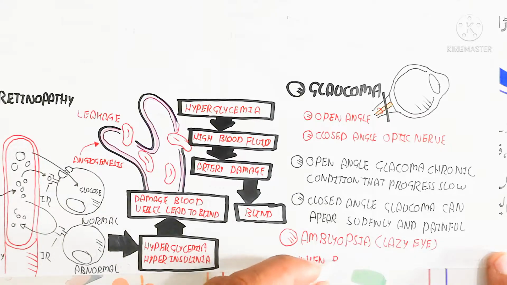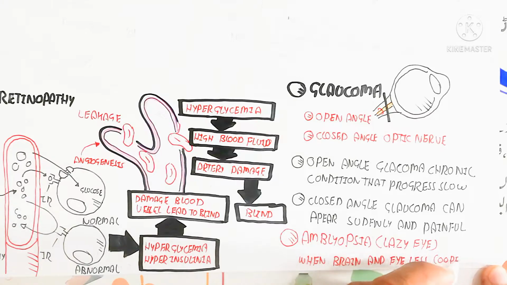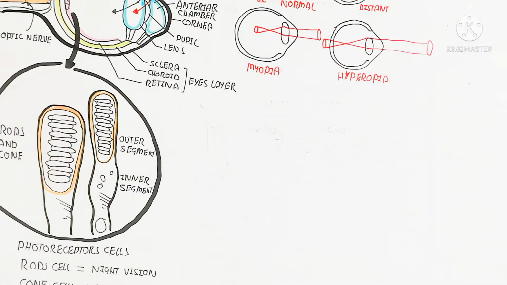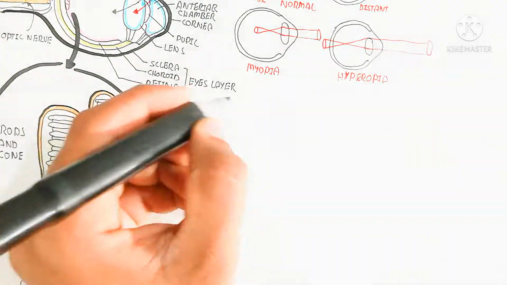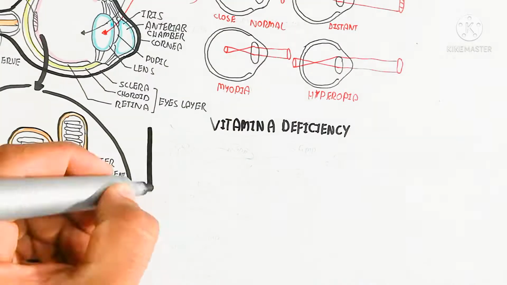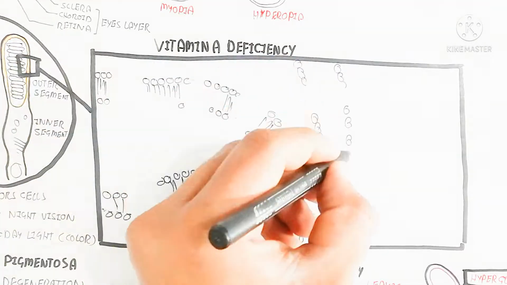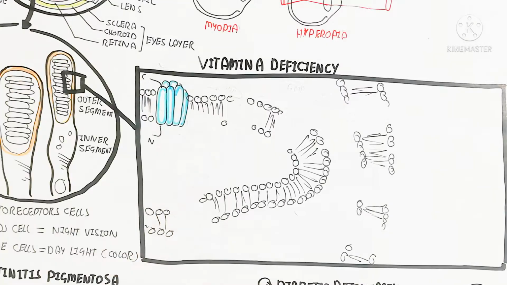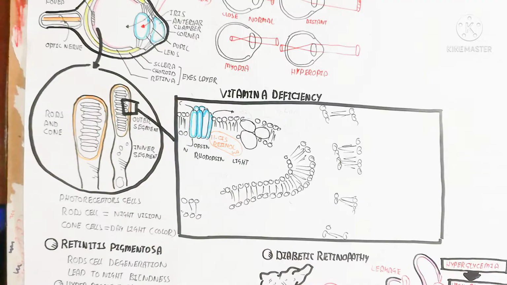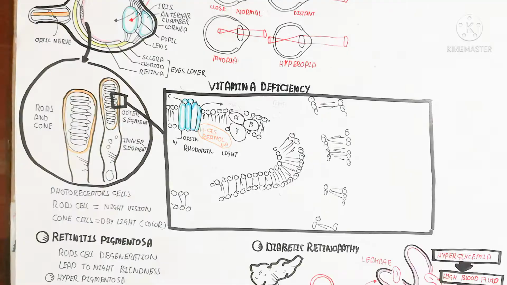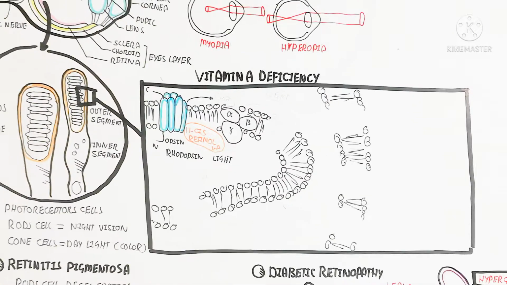So here is amblyopia, the lazy eye, when the brain and eye have less coordination because the oculomotor nerves and optic nerves are not interconnected enough, and there are many reasons, such as nervous disorders, that lead to amblyopia. So let's begin to understand the vitamin A deficiency, and other vitamin deficiencies.